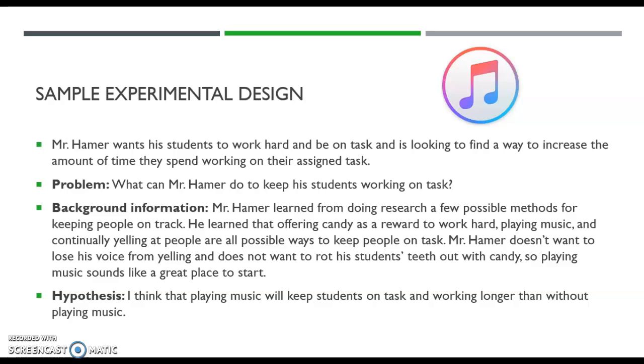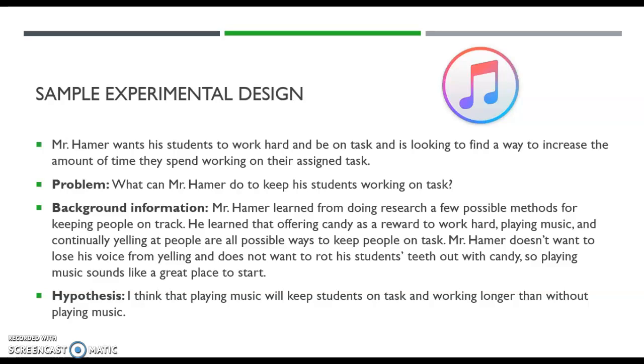So I did some background research, and I learned that maybe candy as a reward could be a possibility, playing music, or maybe just yelling at people to always stay on task. But I don't want to lose my voice, and I don't want to rot out your teeth, so I thought a good place to start would be playing music.